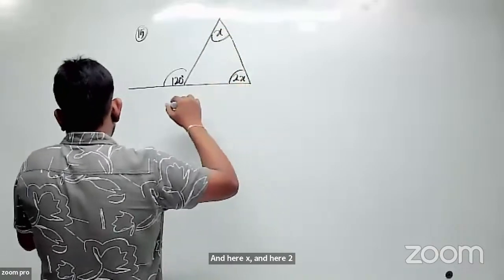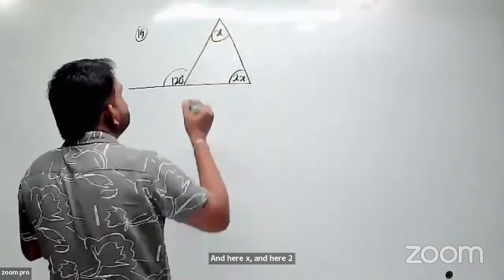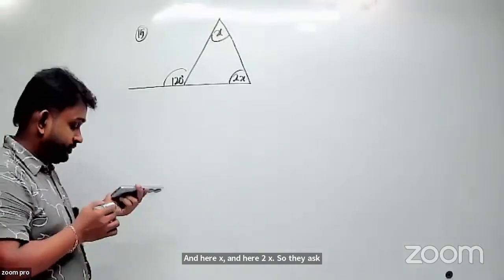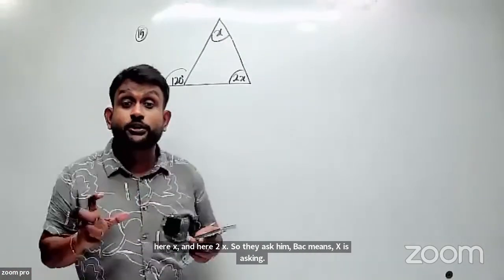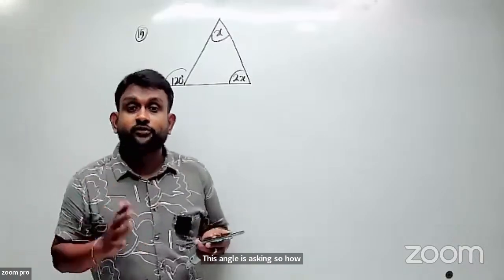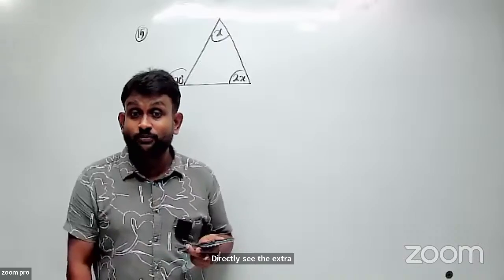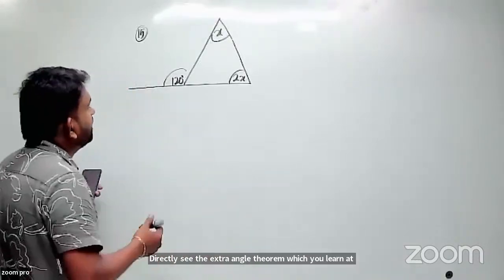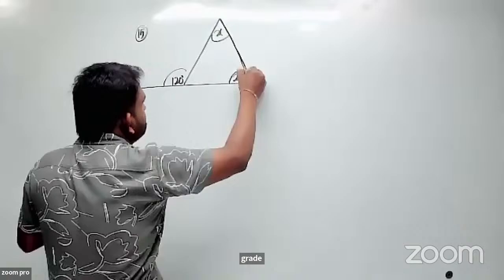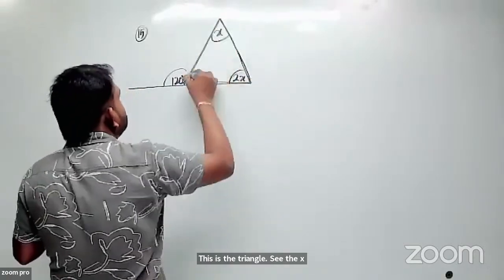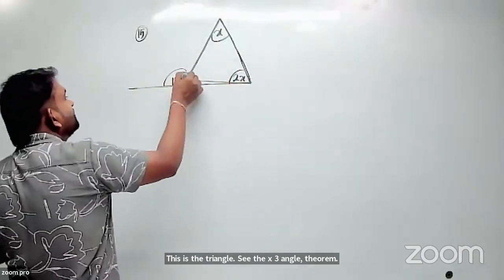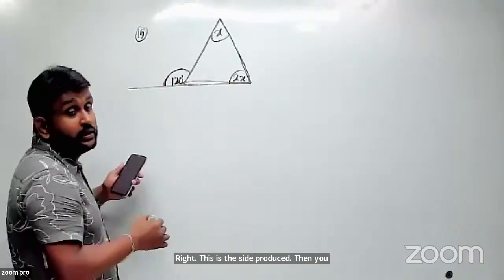So they are asking BAC. BAC means x is asked. This angle is asked. So how to deal with this question? Directly see the exterior angle theorem, which you learned at grade 9. The exterior angle theorem starts. So now you can see that this is the triangle. See the exterior angle theorem, right? This is the side produced. Then you can see the exterior angle created.